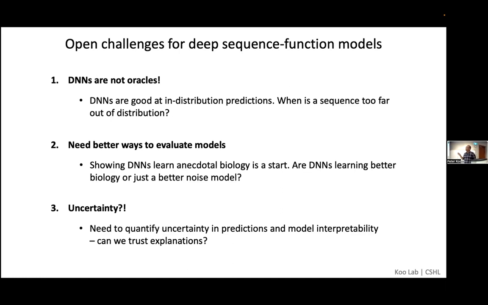And three is uncertainty. We need ways to quantify uncertainty in our model's predictions and also uncertainty in our model interpretability. We need to know when we can trust our model's explanations.